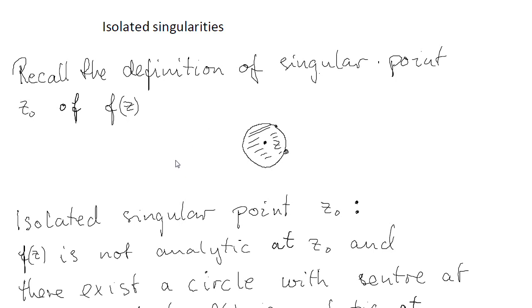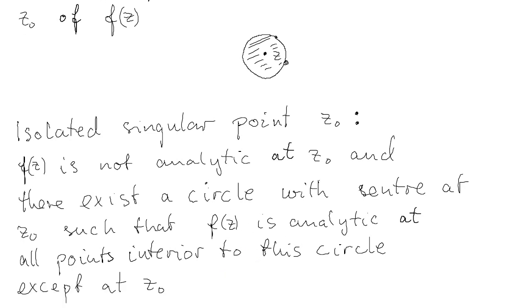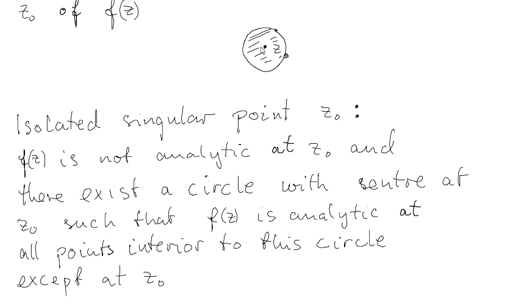We have special classes of singular points, for example, isolated singular points. f of z is not analytic at the point z0, of course, but there exists a circle with center at z0, such that the function f of z is analytic at all points interior to this circle, of course except at z0.